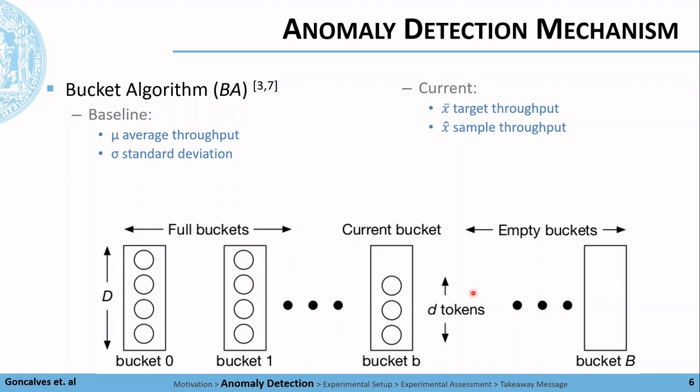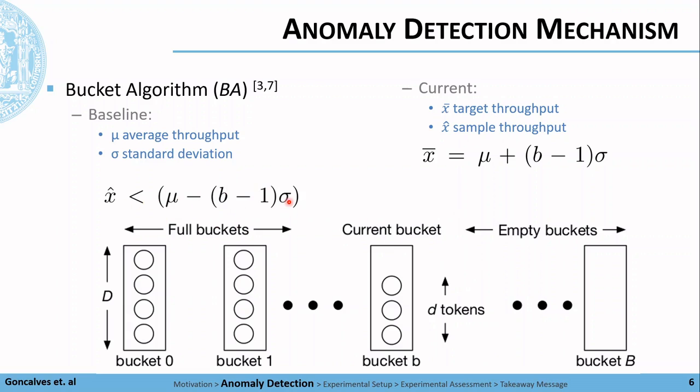Notice that the lowercase notation represents the current bucket and the current number of tokens in the current bucket. The target throughput is a function of the baseline metrics and the number of affiliated buckets. Tokens are added to our system as the algorithm processes the current system metrics. A token is inserted in the bucket if the current sample throughput is lower than the target throughput.